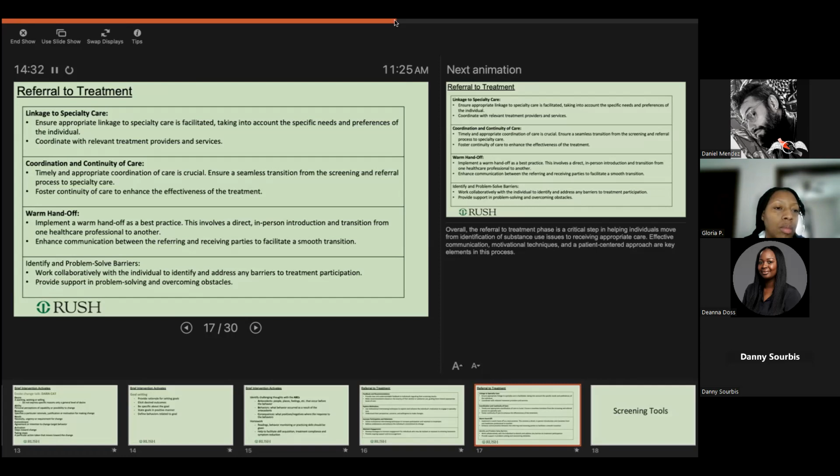And then we have warm handoff, which is to implement a warm handoff as a best practice. This involves a direct in-person introduction and transition from one healthcare professional to another, and it enhances communication between the referring and receiving parties to facilitate a smooth transition. And lastly, we want to identify and problem solve any barriers.